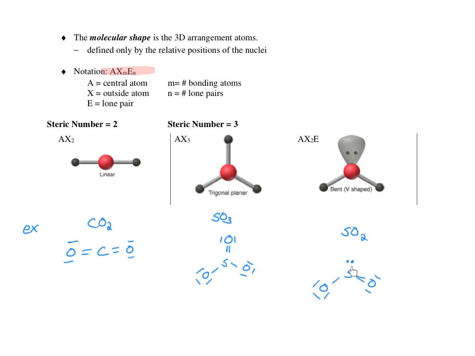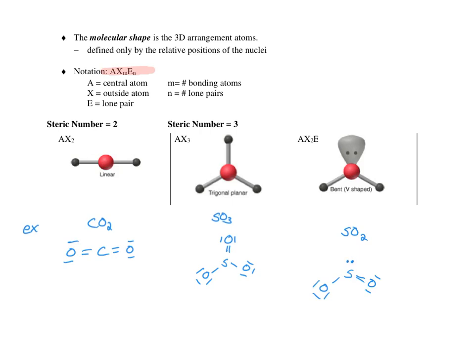The lone pair takes up space. It actually takes up more space in a molecule than bonding areas do. So SO2 is based on a steric number of 3. The charge clouds are in a trigonal planar geometry, 120 degree angles.